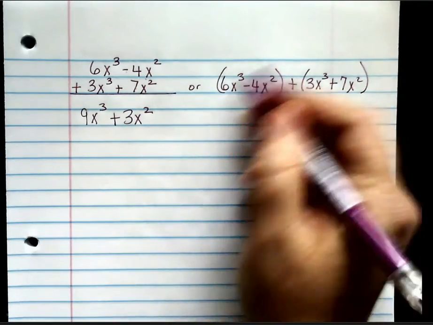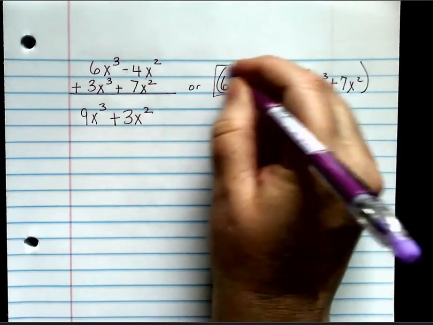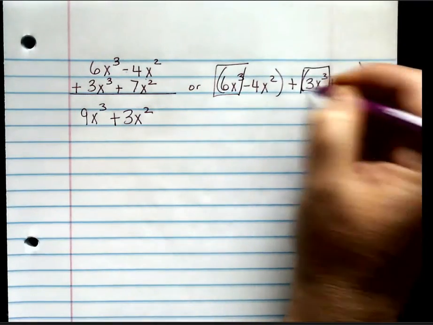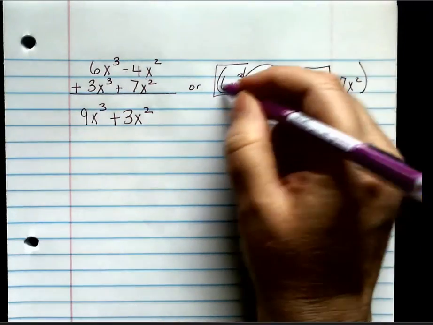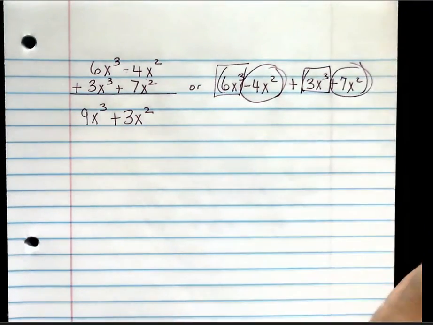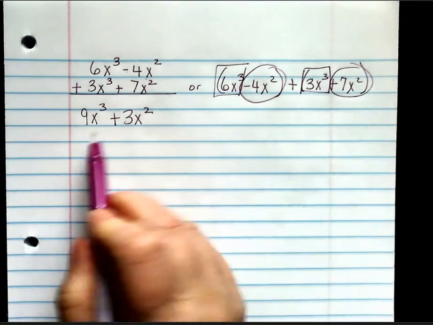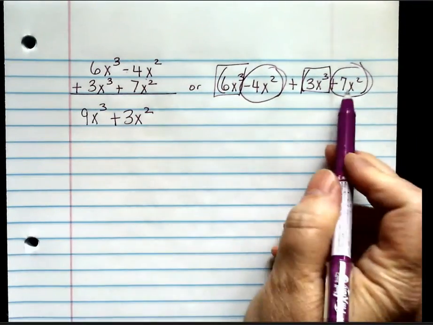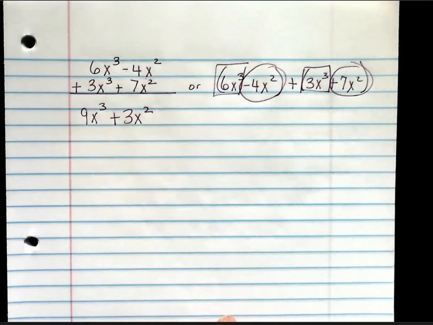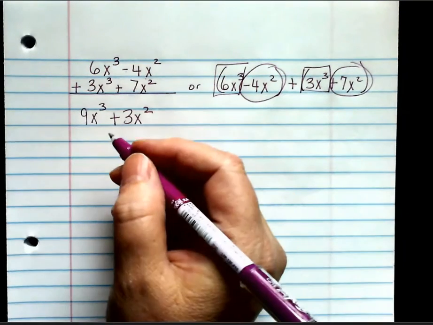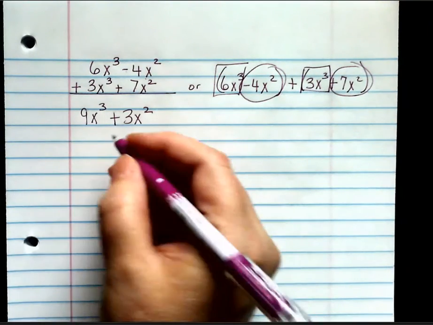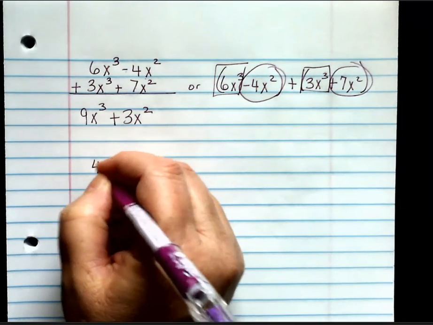If you have it over here, I like to combine with shapes. I know that the squares go together and the circles go together. 6 plus 3 is 9. Negative 4 plus 7 is 3. Now remember, you only add like terms together. Let's talk about what happens when I have this.